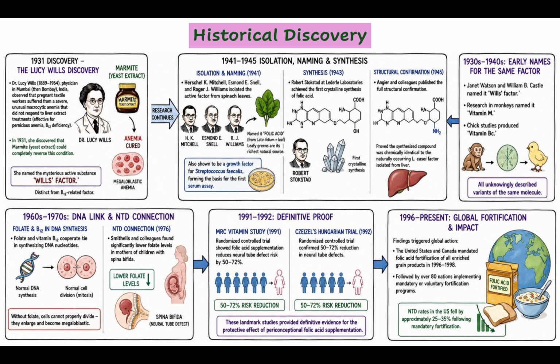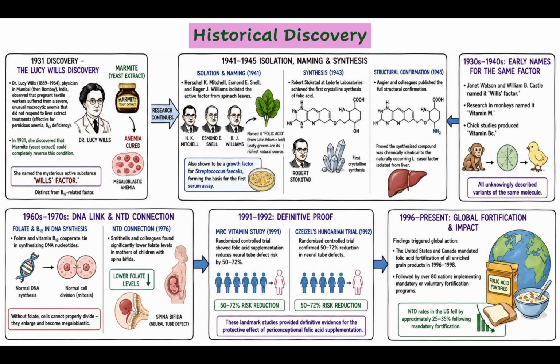Moving into the historical background, the discovery of folate begins with an extraordinary physician, Dr. Lucy Wills, working in Mumbai, India. Wills observed that pregnant textile workers suffered from a severe, unusual macrocytic anemia that did not respond to the liver extract treatments that work for pernicious anemia. Crucially, she discovered in 1931 that Marmite, a yeast extract, could completely reverse this condition. She named the mysterious active substance Wills factor. This was a landmark observation. It demonstrated for the first time that a specific nutritional factor was responsible for megaloblastic anemia of pregnancy and that it was distinct from the B12 related factor.